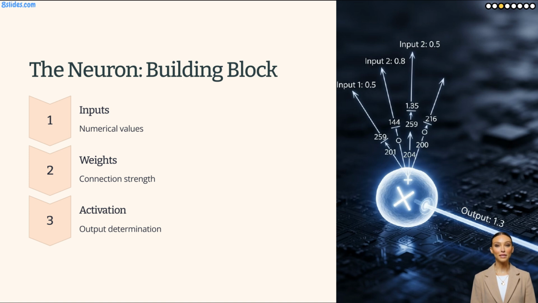Let's zoom in on the basic building block, the artificial neuron, or node. Think of it like a tiny decision maker. It receives information, inputs, and each piece of information has a weight, meaning how important it is. The neuron adds up all these weighted inputs, plus a bias, which helps it decide when to fire. Finally, it passes this combined value through a special activation function. This function decides the neuron's final output, like a switch that can be on or off or somewhere in between. This simple process, repeated across many neurons, is incredibly powerful.